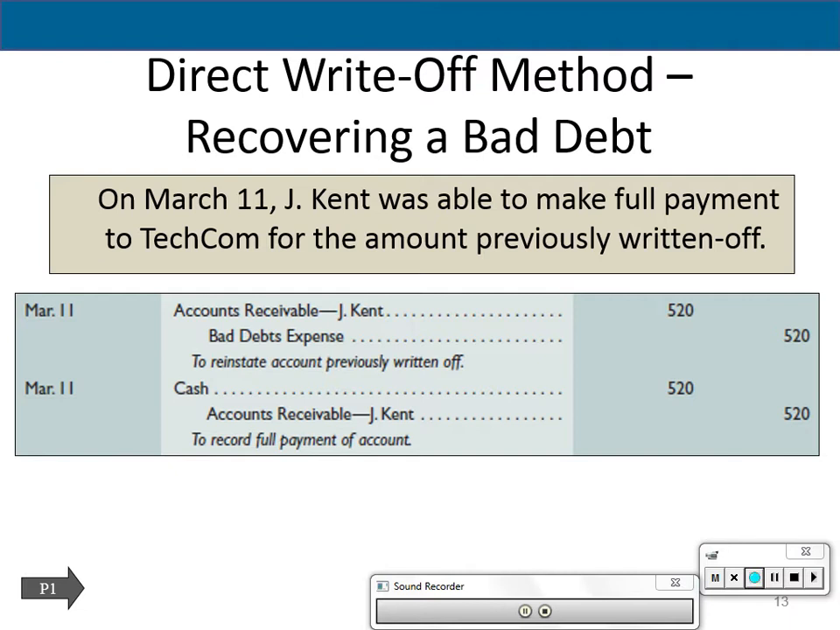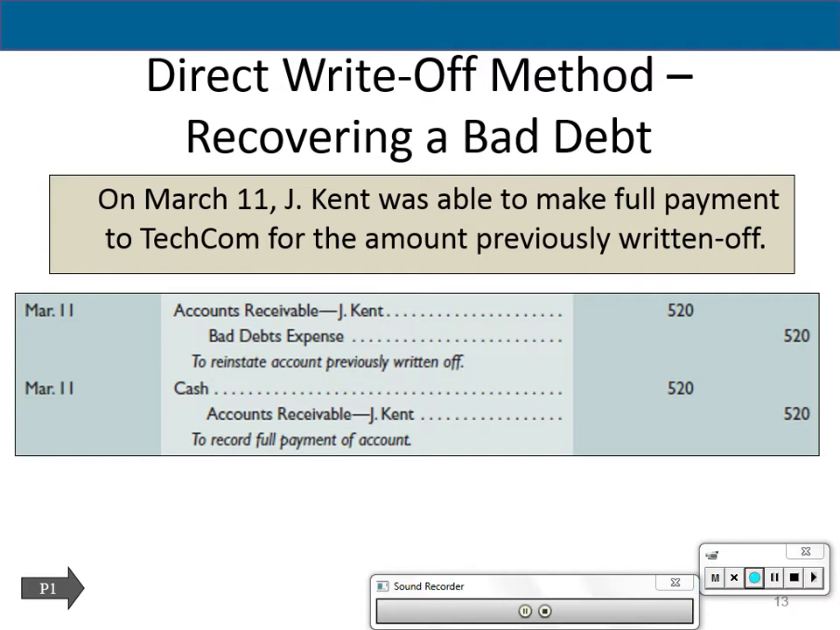So I closed it, he came back and paid it, so I had to reestablish his account first, then receive the cash he was paying. So it doesn't matter. That 520 would have already been taken out of accounts receivable and put in the write-off account, which is bad debt. Correct. Okay.